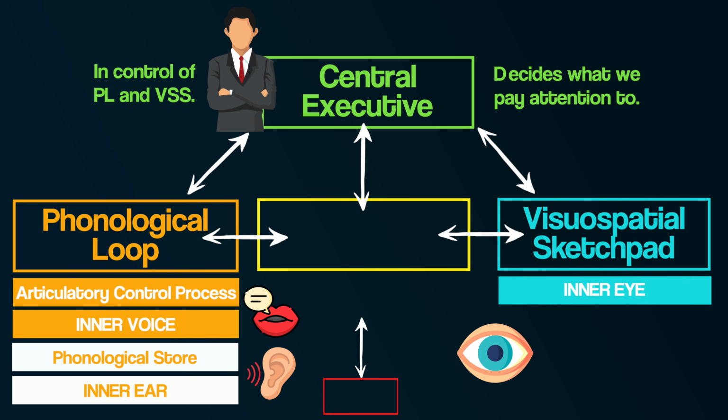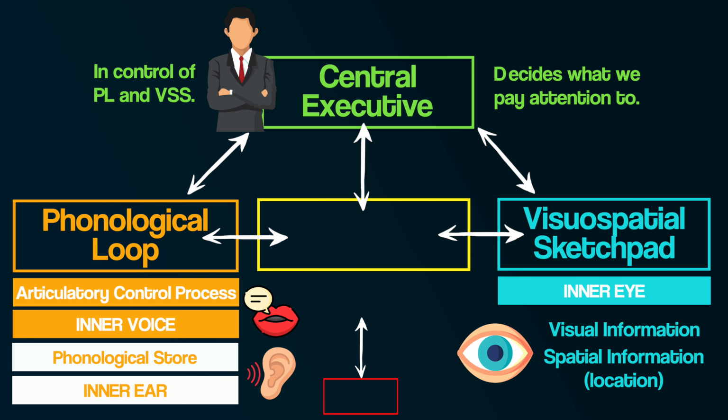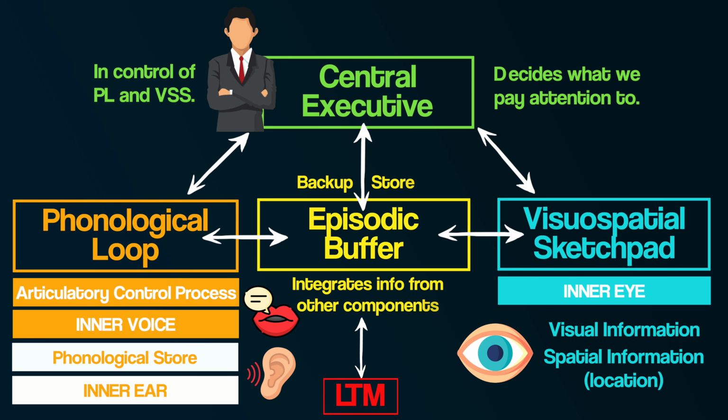Another component is the visual spatial sketchpad. This component stores and manipulates visual and spatial information, so it helps you picture things like the layout of a room. Then there's the episodic buffer. This was added to the model in 2000. It integrates information from the phonological loop, the visual spatial sketchpad, and long-term memory into a coherent sequence.